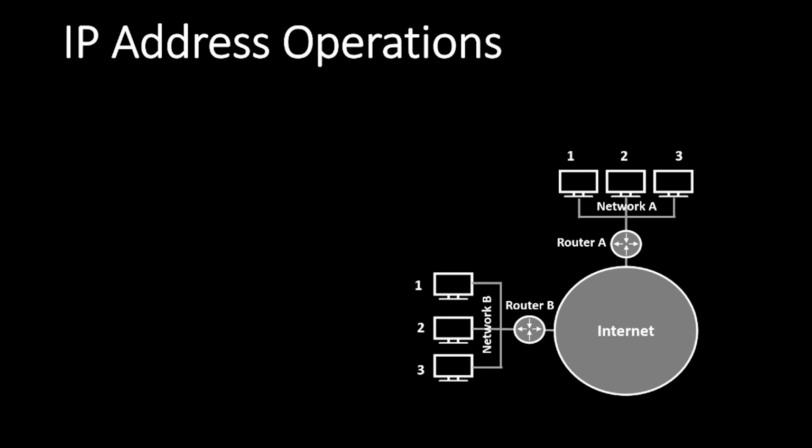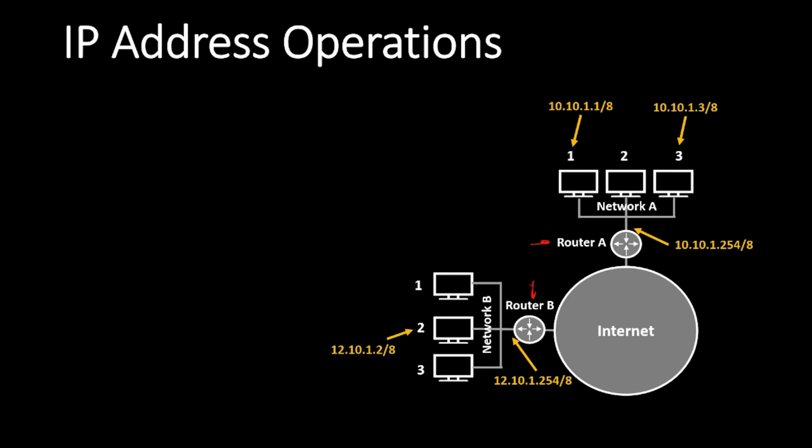Let's assume we have two networks connected to the internet, and we have router A, which is the gateway for network A, and router B, which is the gateway for network B. And let's assume these are the IP addresses in this network, and let's assume the subnet mask is /8, just to make it easy to understand this example. So this network here is 10.0.0.0/8, which means anything that starts with 10 is part of this network. And this network here is 12.0.0.0/8, which means anything that starts with 12 is in this network.